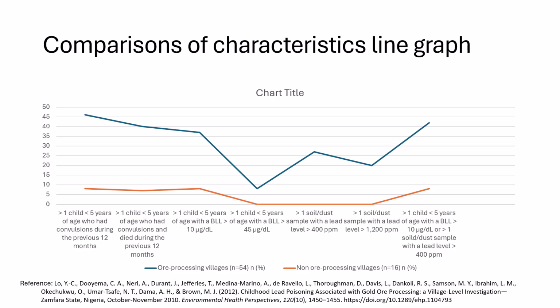In ore processing villages, childhood convulsions and deaths, along with high soil and dust lead levels, were much more likely to be found in villages that recently reported gold ore processing. The data backs up the assertion that processing lead-rich gold ore results in lead-contaminated villages and homes, lead poisoning among young children, and possible convulsions and death.